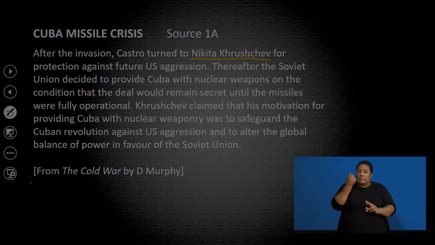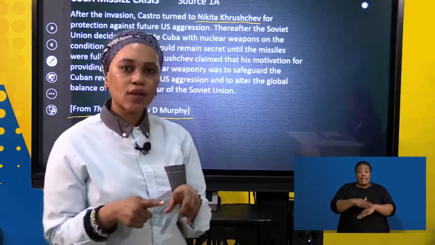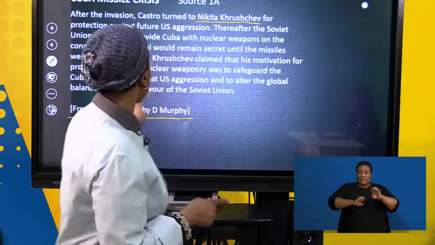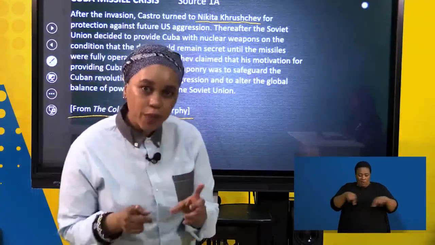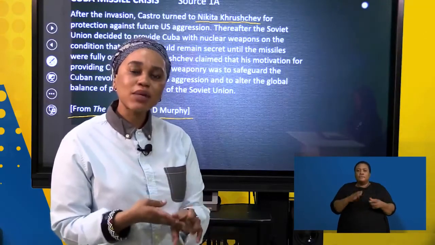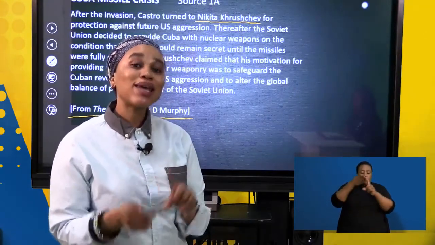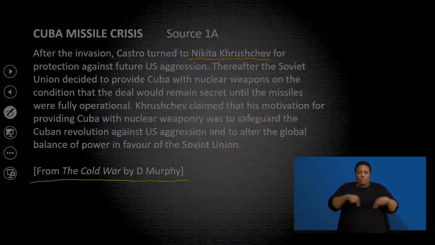At the end of the source, it tells you where it came from. Okay, so this is the book titled The Cold War by D. Murphy. Now, when you're evaluating the source, you do not need to worry about this information. The information that is going to give you the origin, purpose, value, and limitation will be found in the actual caption. So don't worry about this.